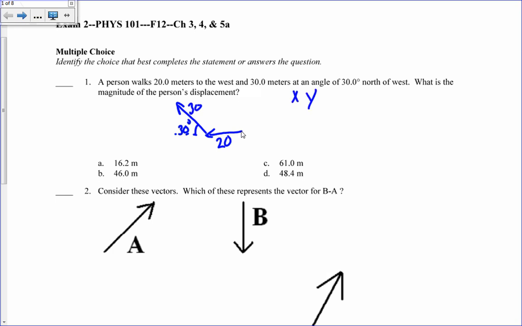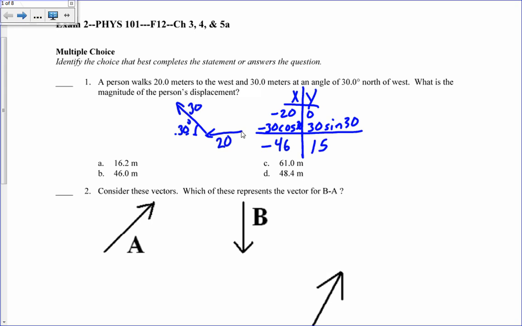I can make a little table with my x and y components. My first x component is going to be negative 20. Y component is 0. This is going to be negative 30 cosine of 30. And then this is going to be 30 sine of 30. And then if I add up those, I get 20 and 30 cosine 30. That's, we'll call that negative 46. And then 30 sine of 30, it's 15.